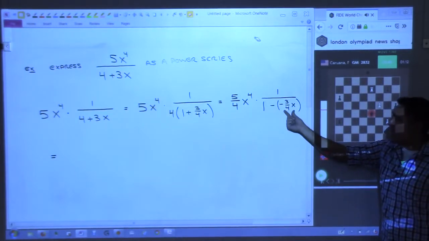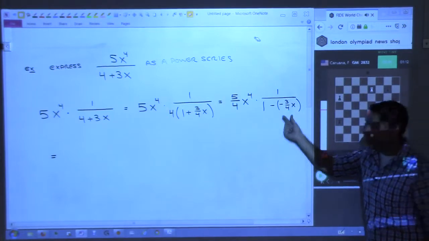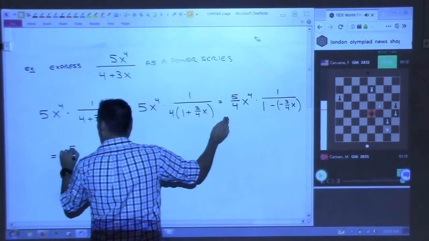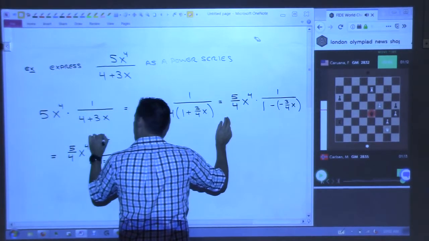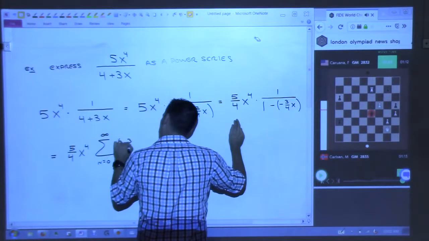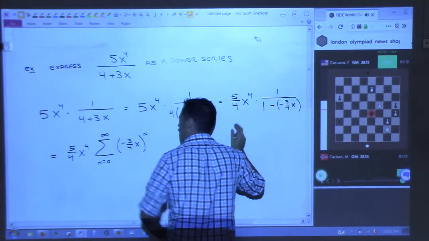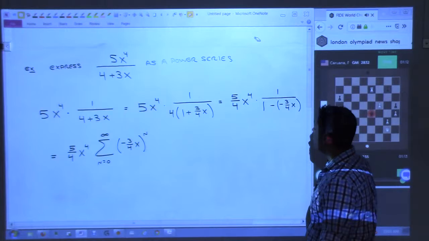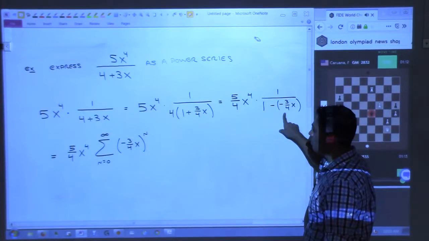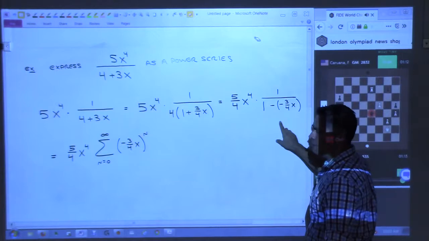So long as the absolute value of this is less than 1, I can now turn it into this power series. It'll be 5/4 x to the 4th sum n equals 0 to infinity of negative 3/4 x to the n. Agree? So it doesn't matter the fact of the x to the 4th. You strictly only want to try to get that 1 minus u. We're about to deal with that x to the 4th.